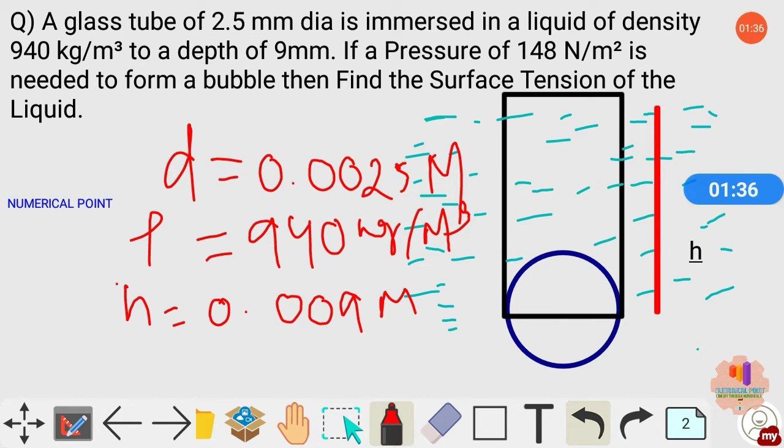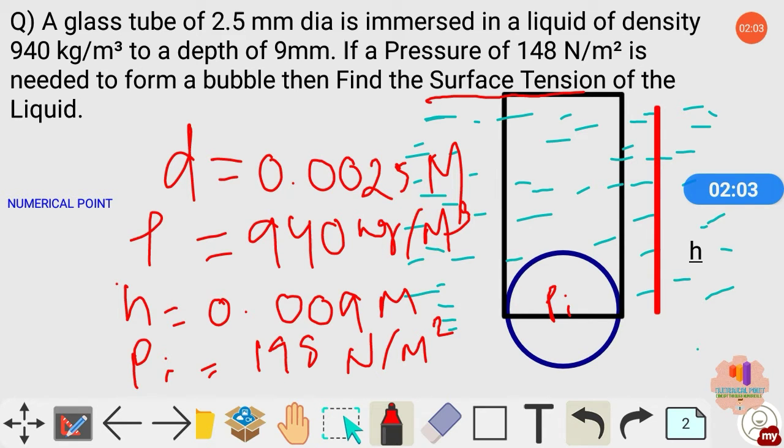If a pressure of 148 Newton per meter square is needed to form a bubble, so in this line it is given that a pressure of 148 Newton per meter square is needed. So it is given the inside pressure of the bubble. So Pi we can denote it. So Pi is given, that is 148 Newton per meter square. So the question has asked to find the surface tension of the liquid.